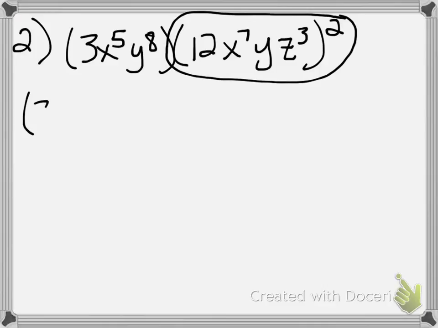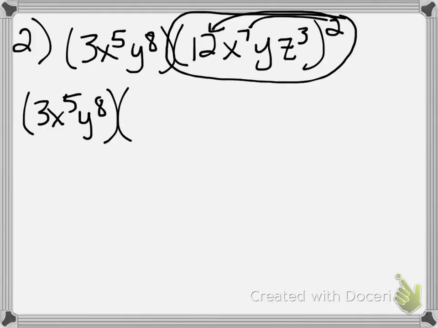So what I'm actually going to do first, because I still have to follow order of operations, so while for a lot of these you can kind of start where you want to, however, I still have to follow order of operations that exponents come before multiplication and division. So I'm going to distribute this exponent to the 12, to that x, to the y, and to the z.